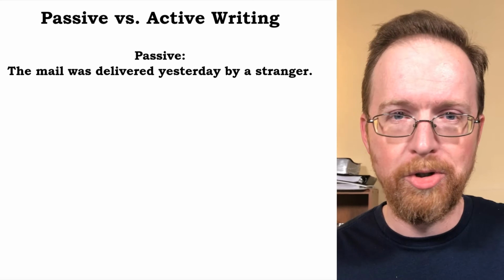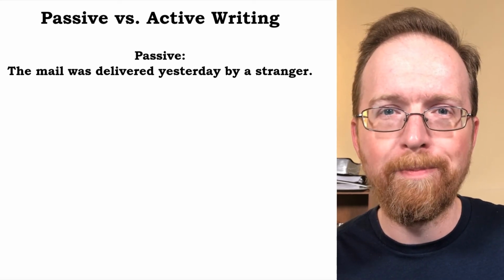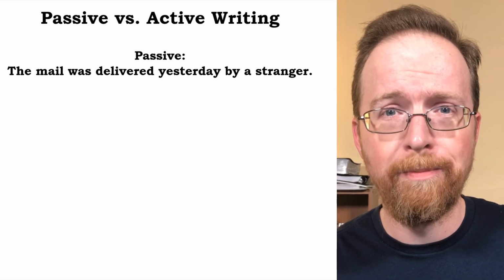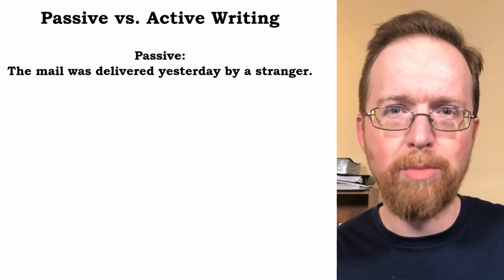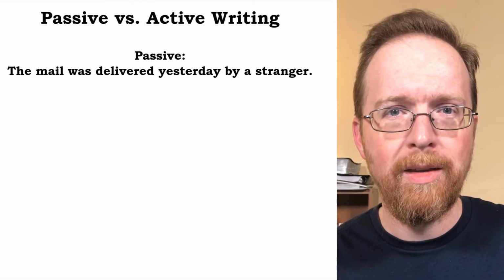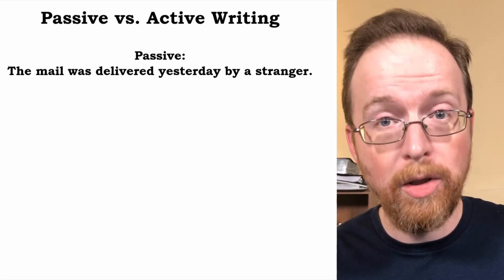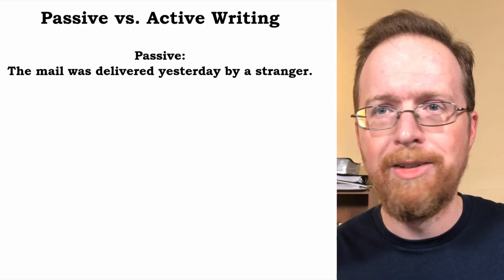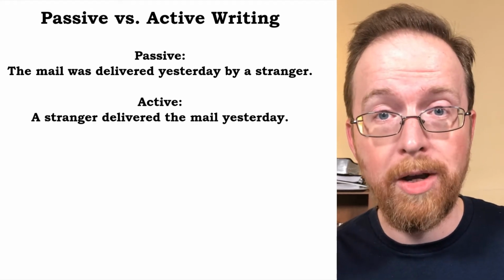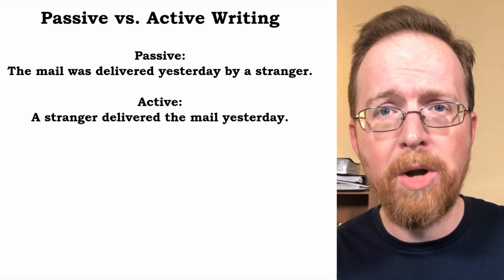Here's the passive version. The mail was delivered yesterday by a stranger. The mail, which is probably not alive, is passively being delivered. It's much better to present the doer of the verb first, followed by the receiver of the action. It just makes logical sense in the flow. A stranger delivered the mail yesterday. It's so much clearer, right?